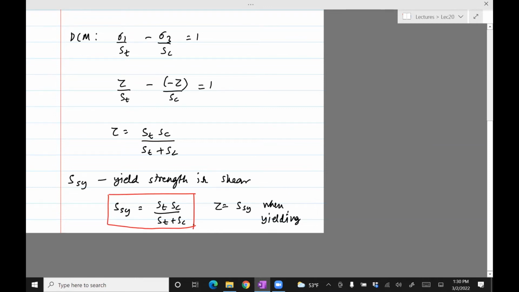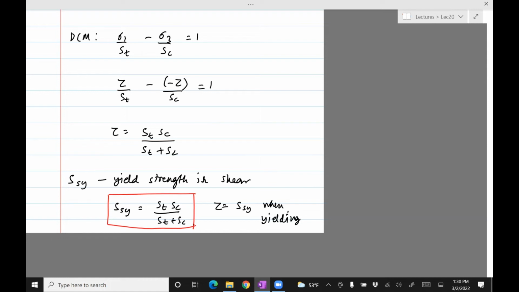This is an equivalent value for shear strength in terms of ST and SC. The reason you do this is because it's actually pretty hard to make a machine element, a test specimen, fail in shear. So we never really have an experiment where we are testing something in shear. Tension experiments are the most common one. It's pretty easy to create a tension specimen by using an Instron machine.